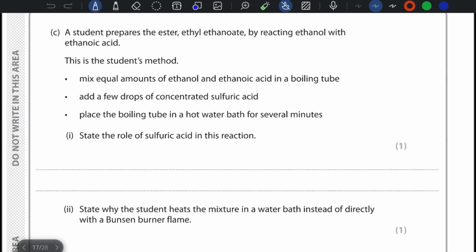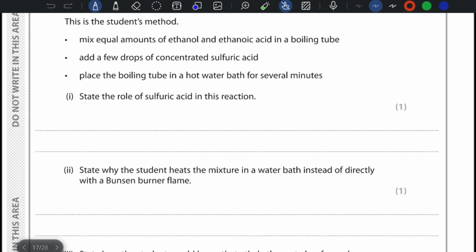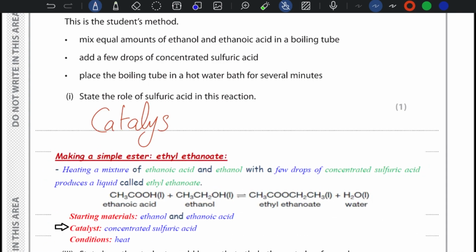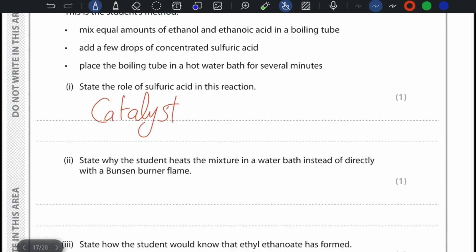Part C. A student prepares the ester ethyl ethanoate by reacting ethanol with ethanoic acid. This is the student's method. Mix equal amounts of ethanol and ethanoic acid in a boiling tube. Add a few drops of concentrated sulfuric acid. Place the boiling tube in a hot water bath for several minutes. State the role of sulfuric acid in this reaction. As we just mentioned before, it's considered as a catalyst, and you know that a catalyst speeds up the reaction.